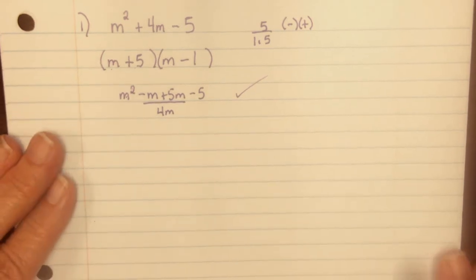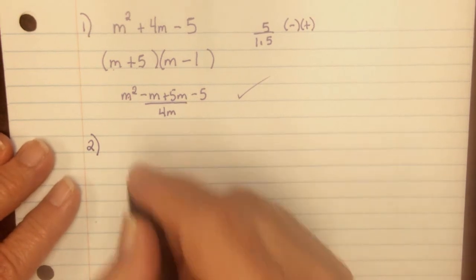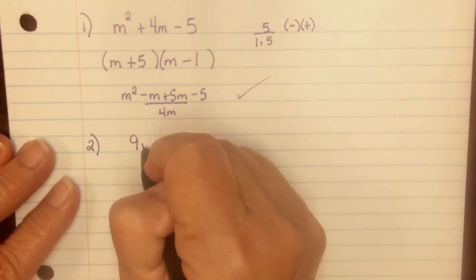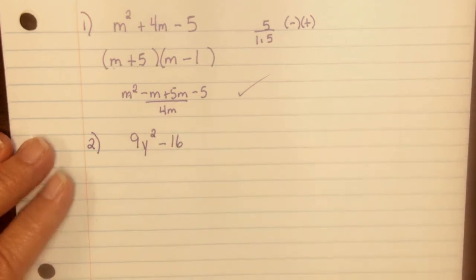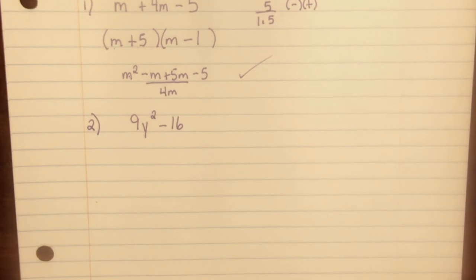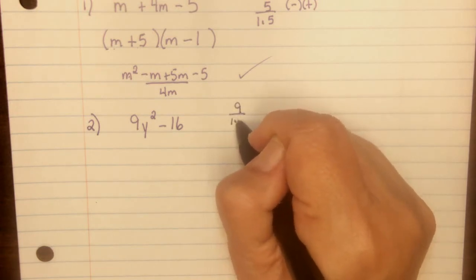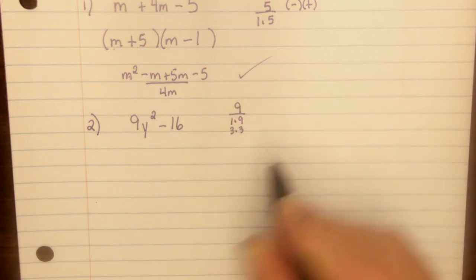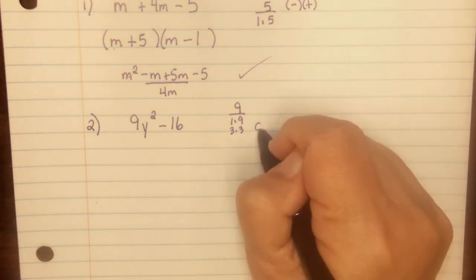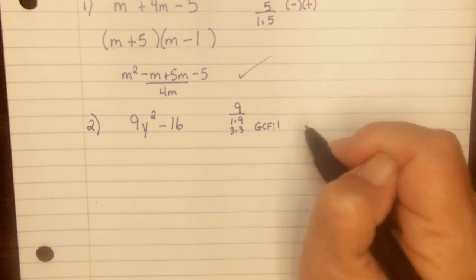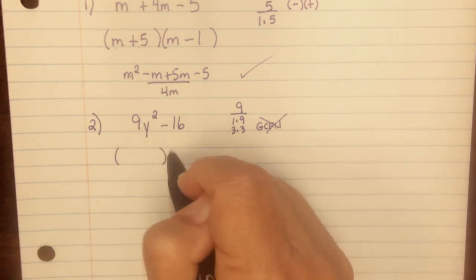Okay, but then the problems can get a little more difficult. So if you see one like this, 9y squared minus 16. Can we factor out a greatest common factor? Well, 9 is 1 times 9 and 3 times 3. Does 3 or 9 go into 16? No. So the greatest common factor is 1, and that doesn't help us break anything down. So we need to do the two parentheses.